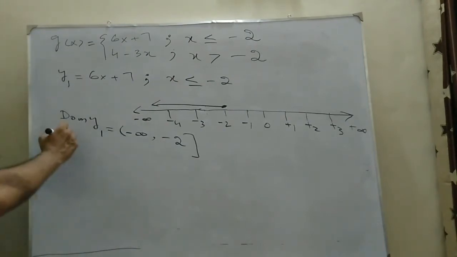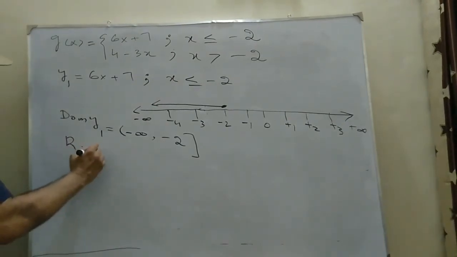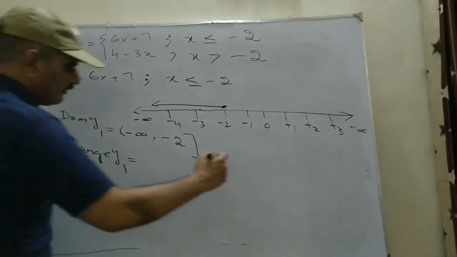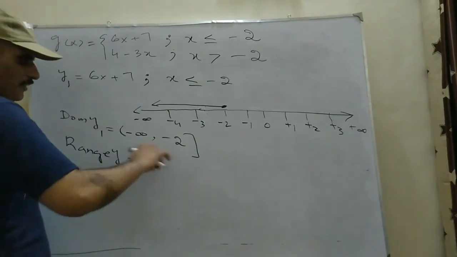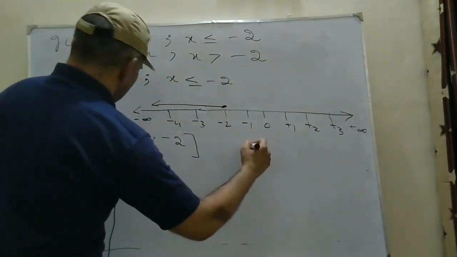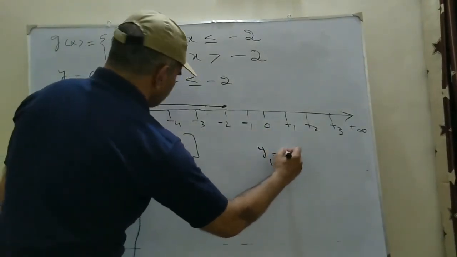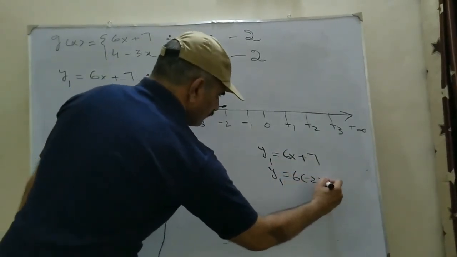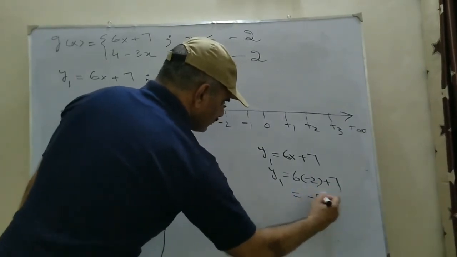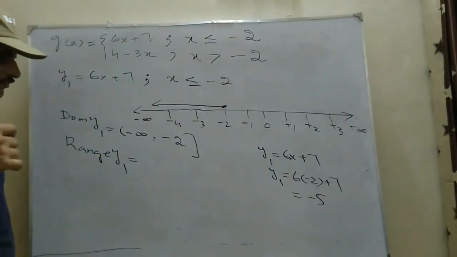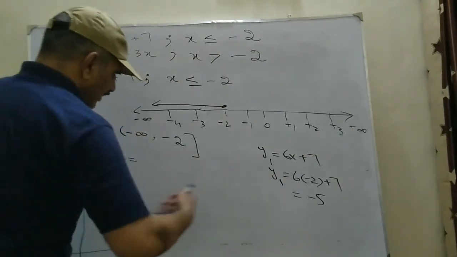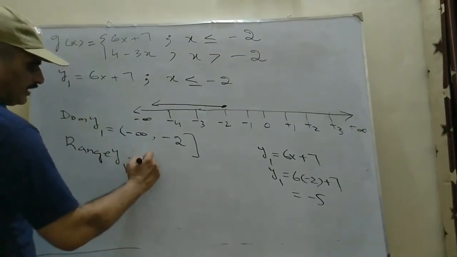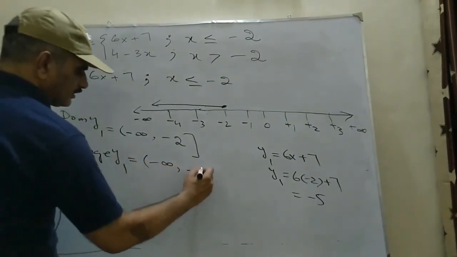And what will be its range? The range will be range y1. What will be its range? If we put the values from this interval, minus infinity to minus 2, let us see what range we will get. If y1 is equal to 6x plus 7, so we put minus 2, we get the value minus 5. For minus 2 we get minus 5, and for minus infinity we get minus infinity. So our range will be minus infinity to minus 5.